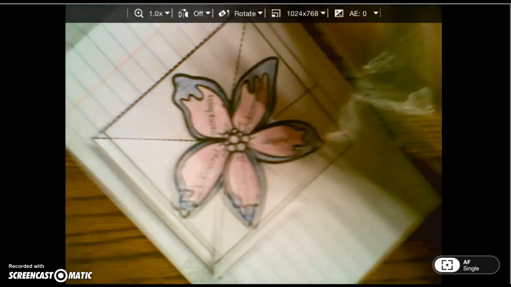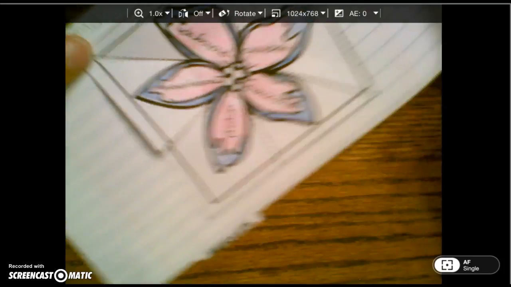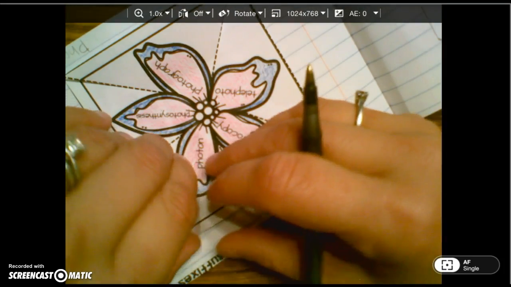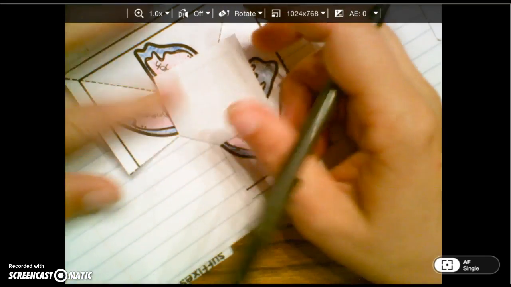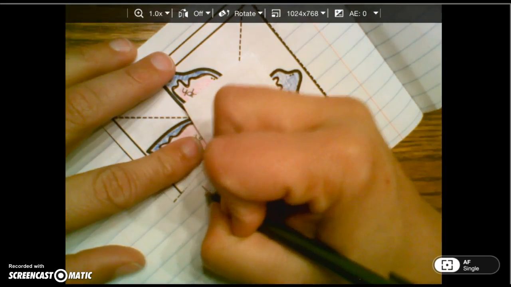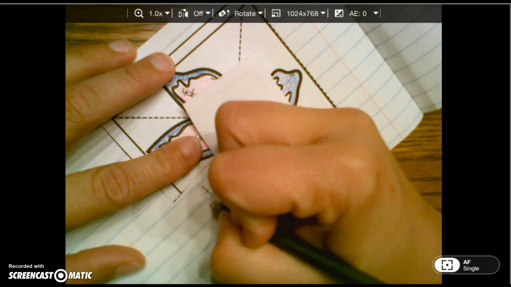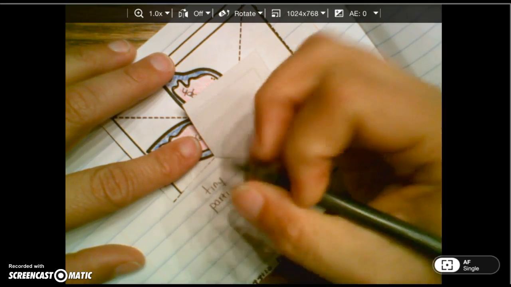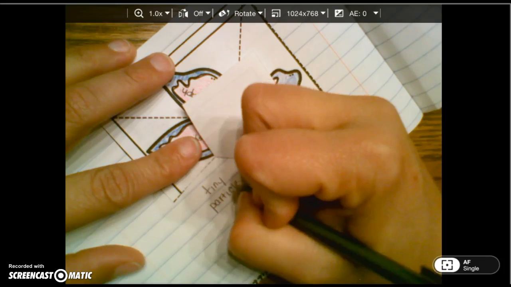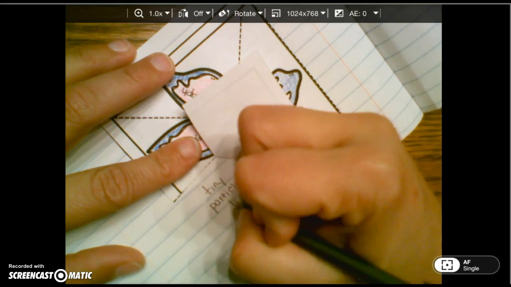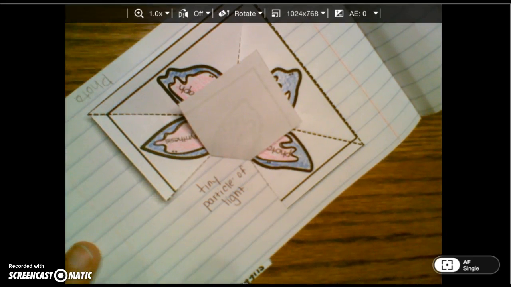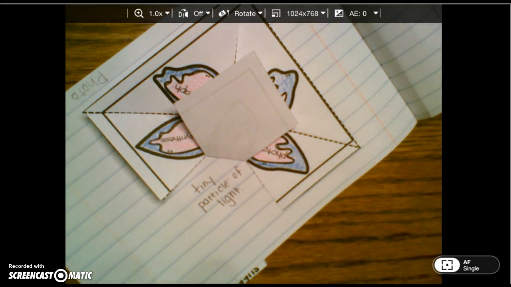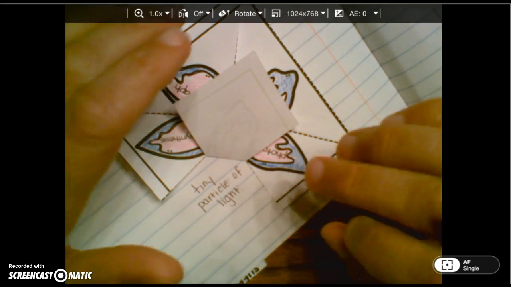Alright, we're going to look at our next one, which is photon. Now, photon is probably not something that you guys have ever heard of, but this is actually a tiny particle of light. Tiny particle of light. It's called a photon, and you know that because photo is in that word, which means light.